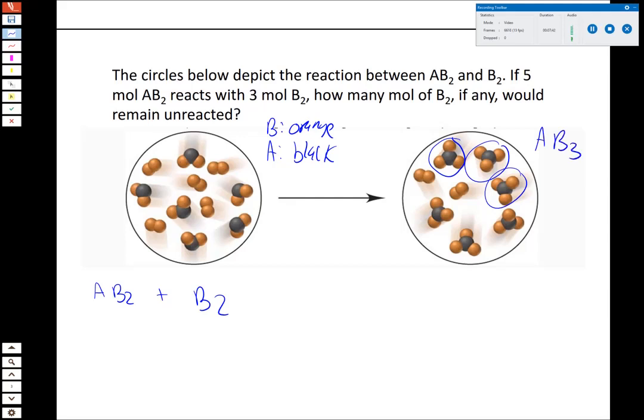We don't see any other products. We see some extra in this picture. We see some B2 that's unreacted, but we're not actually going to use that to solve the question. It just shows us that the only new product that's formed is AB3, so we're going to put that as our product.